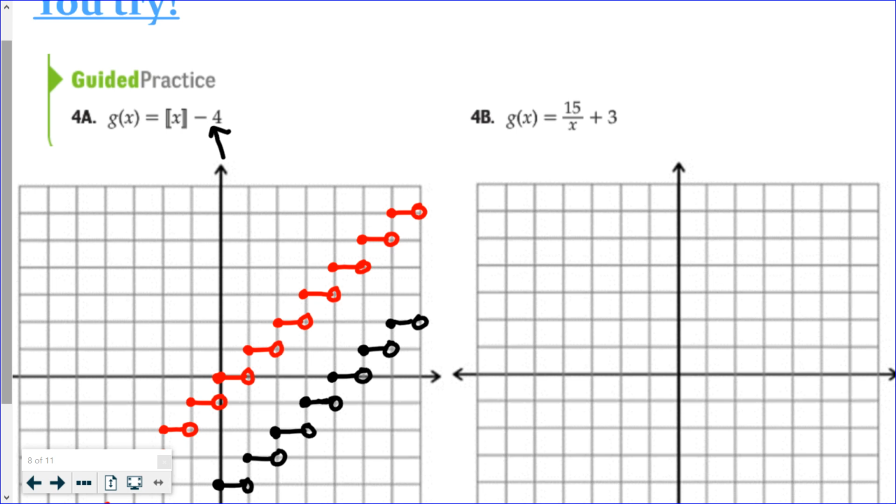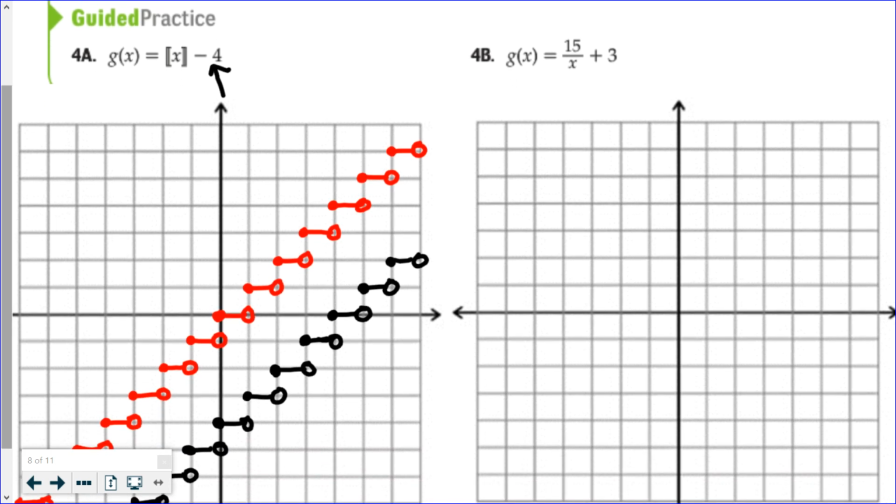For 4b, my parent function is a rational function. Anytime x is in the denominator, we've got a fraction going on. That's a rational function. If I have stuff happening in the denominator, that's kind of like happening in the parentheses. So this is where I would find all of my horizontal shifting, but if you notice on this one, nothing's shifting horizontally. We do have a vertical shift with this +3. That's a vertical shift up 3.